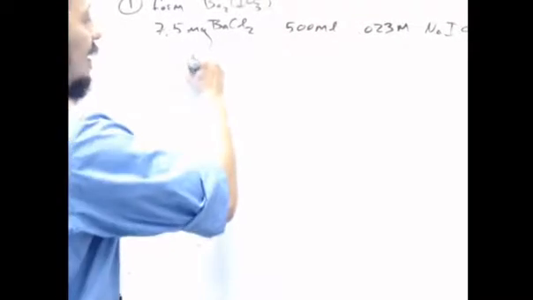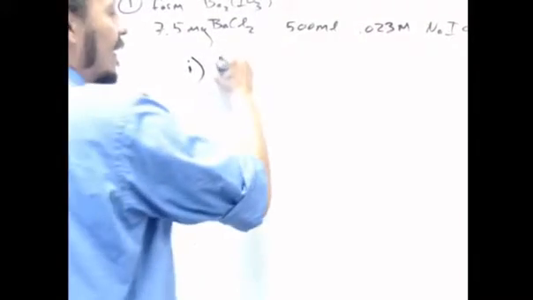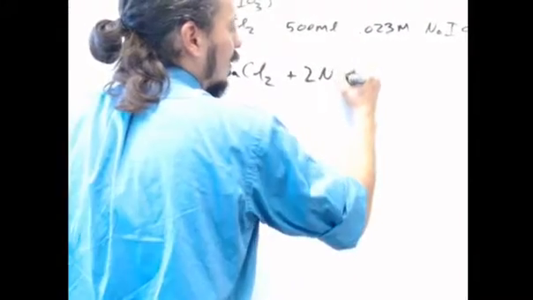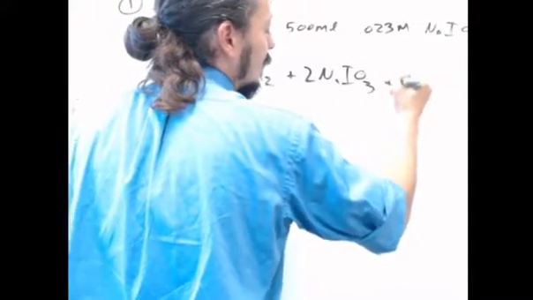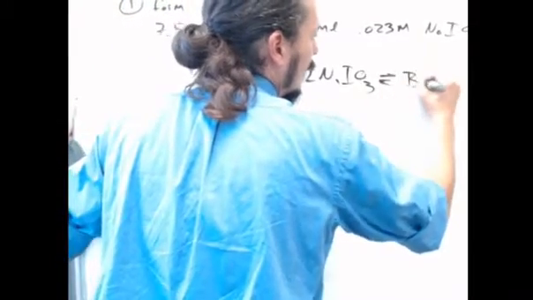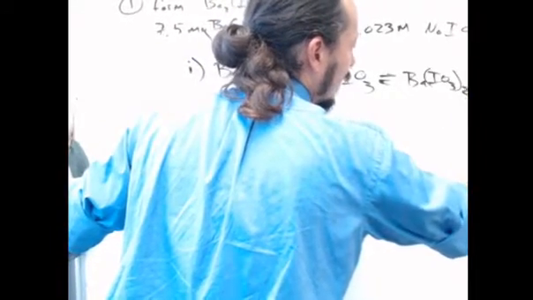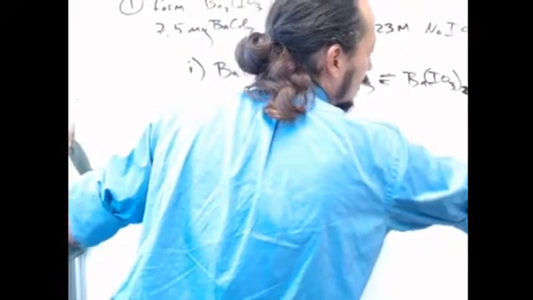Let's set up. So if we set up number 1, both these, we've done these so many times. Okay, so number 1, what we're going to do is first we're going to say barium chloride plus sodium iodate forms barium iodate plus spectator. I don't care about the sodium chloride that's formed. I don't care about the salt.